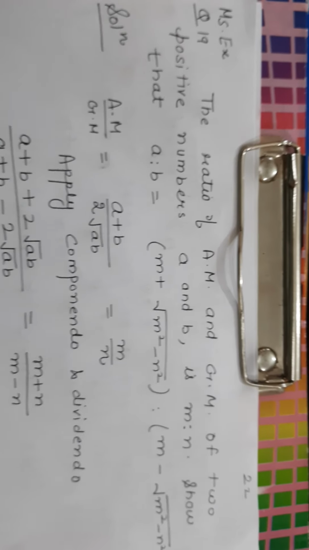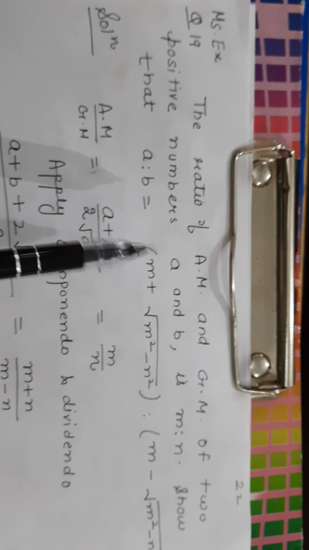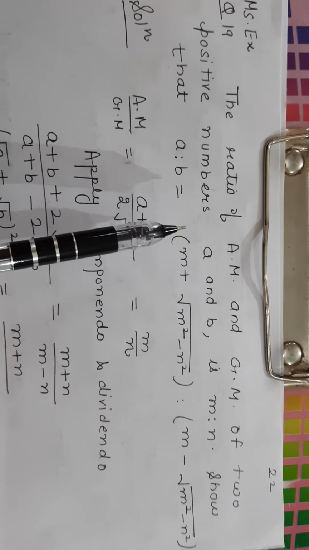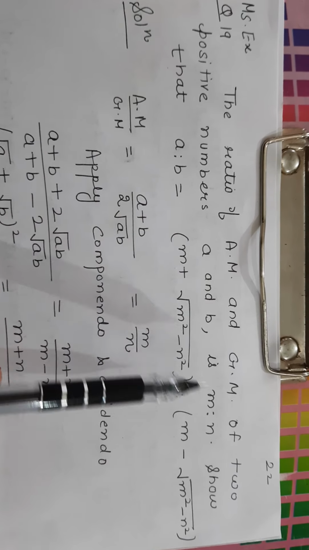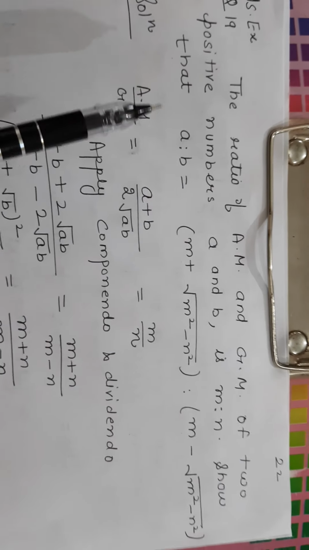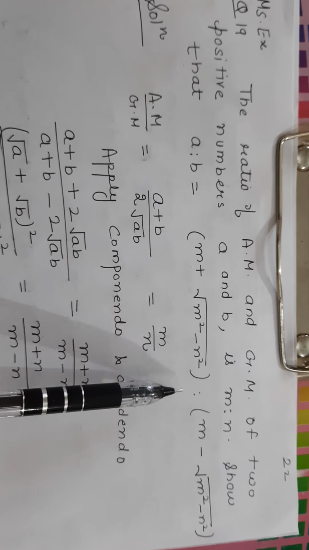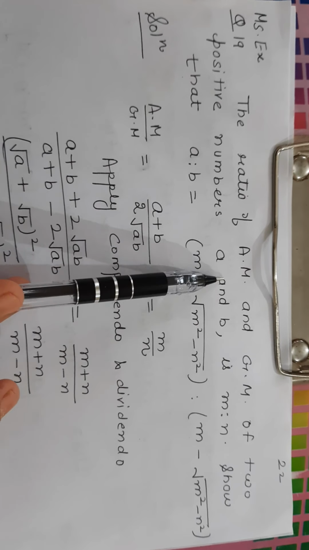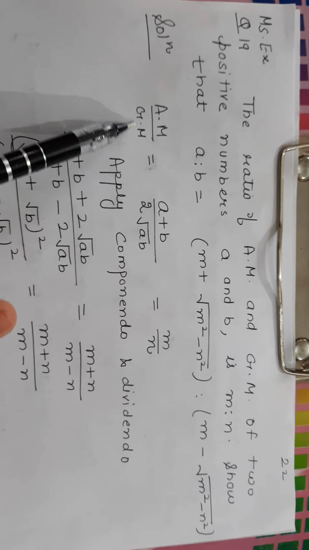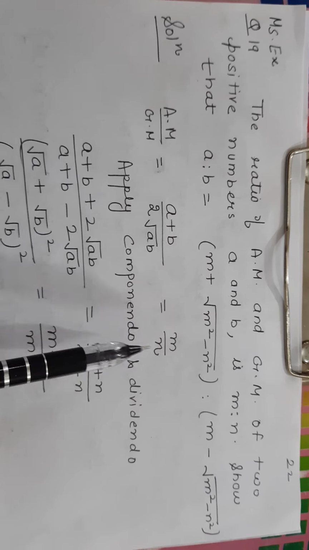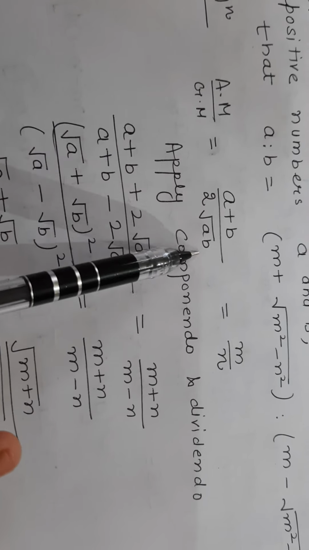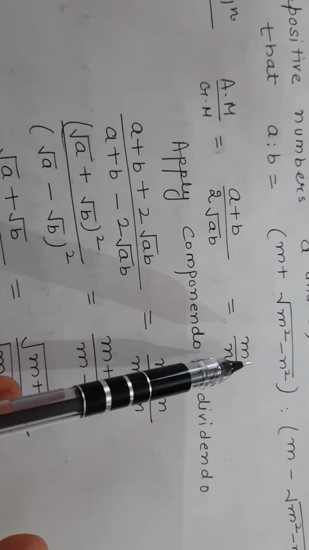Question number 19 from the miscellaneous exercise. The ratio of arithmetic and geometric mean of two positive numbers a and b is m is to n. Show that the numbers are in this ratio. Now we are given the numbers are a and b, and the ratio of their arithmetic and geometric mean is m is to n. Now apply the formula of arithmetic mean. This is (a plus b) upon 2, and the geometric mean is root ab. So this is equal to m upon n.